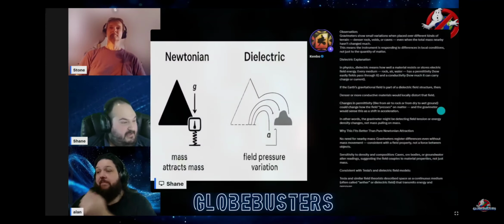Interestingly, if you wanted to speculate about the dynamic reason for why things fall, and if we were to interject, say, an electrostatic cause, then something called the dielectric explanation would make more sense, because this is something that they specifically have to account for in the taking of measurements using gravimeters. So when they don't have to account for much but the dielectric conditions, they absolutely do. Denser and more conductive materials obviously would locally distort the field, and you get a similar variation based on density for an electrostatic cause versus Newtonian.